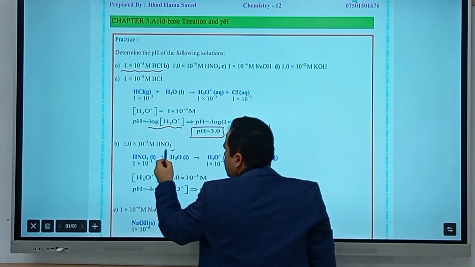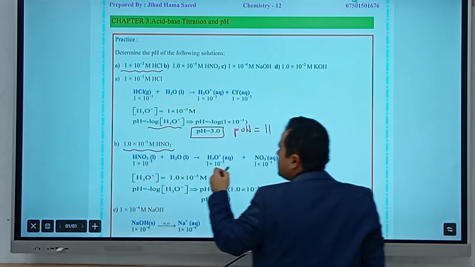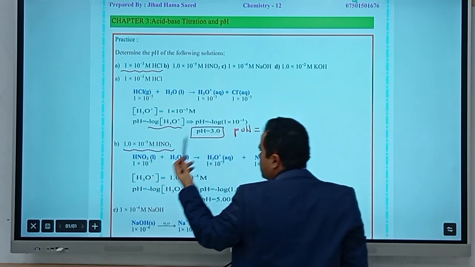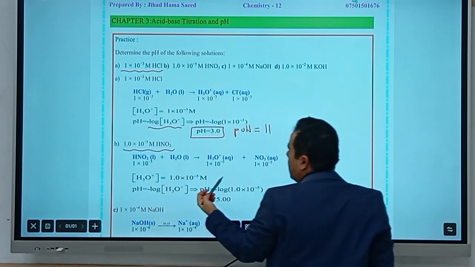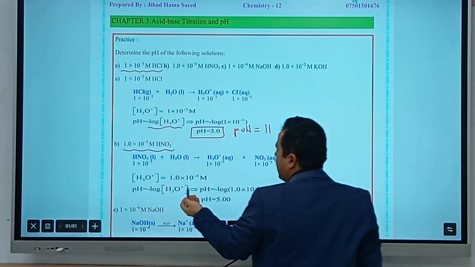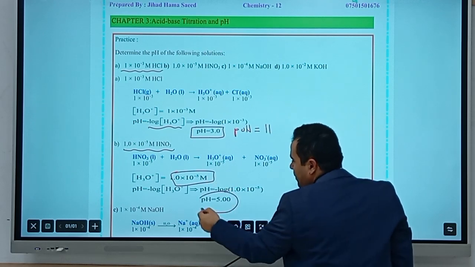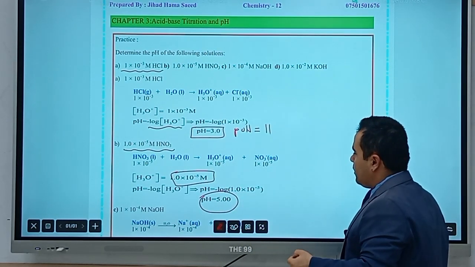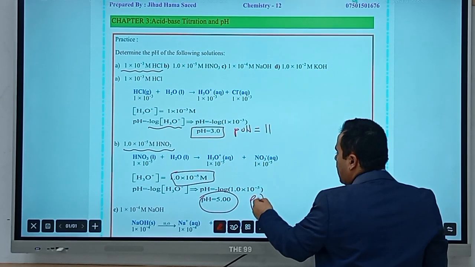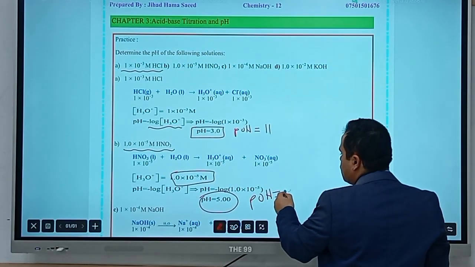For the second one, B, 10⁻⁵ HNO3, this is the concentration of the strong monoprotic acid. Directly is equal to the hydronium, and then as the hydronium is known, take the minus log of the hydronium, you'll get the pH of the solution, which is 5, and pOH of the solution is equal to 9.